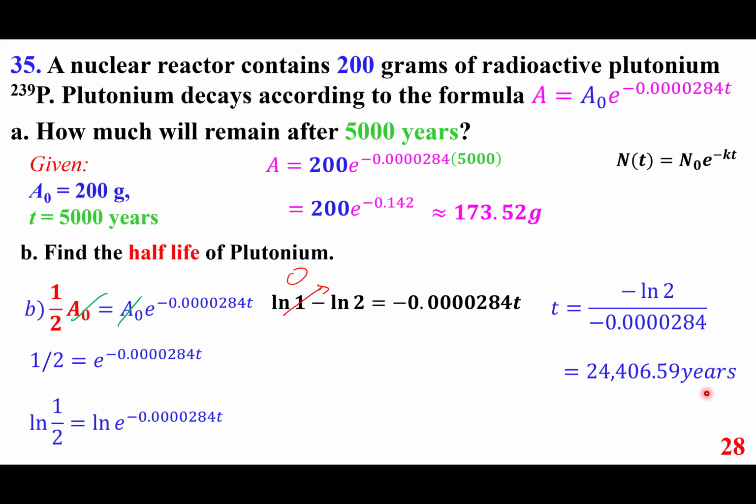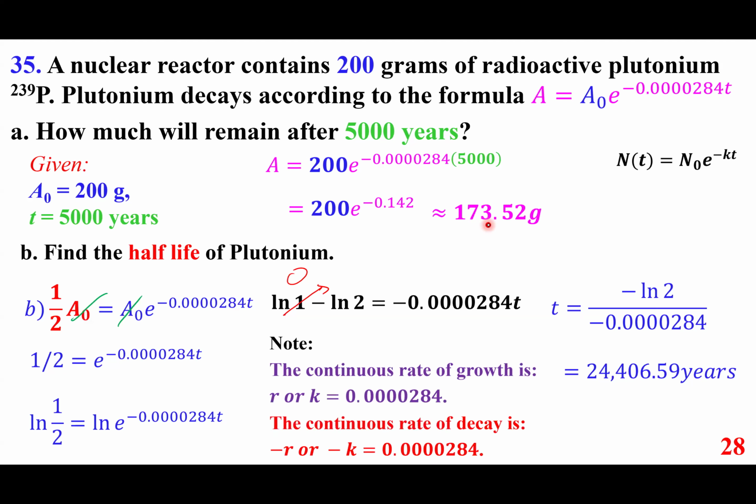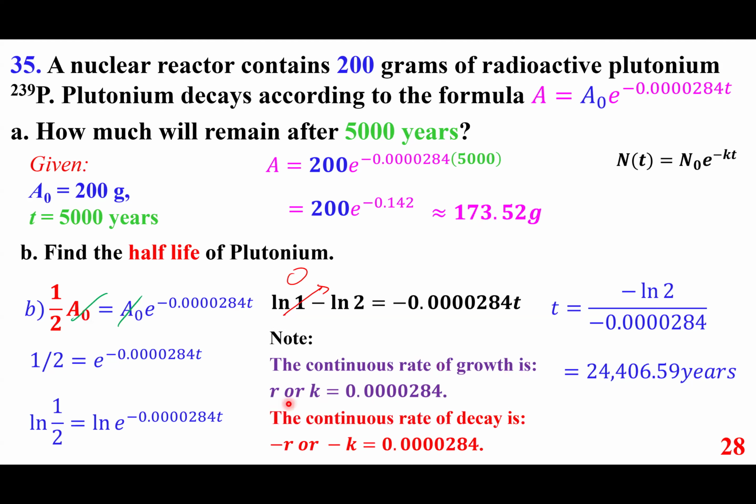It takes that long to go to half of the original size. Whatever that is, it happened to be 200 grams, it goes to 100 grams. So what I want to add is a couple of things. Number one, the continuous rate of growth is r or k. It depends. In some formulas, we use r. In some formulas, we use k. It means the same thing, everybody, okay?